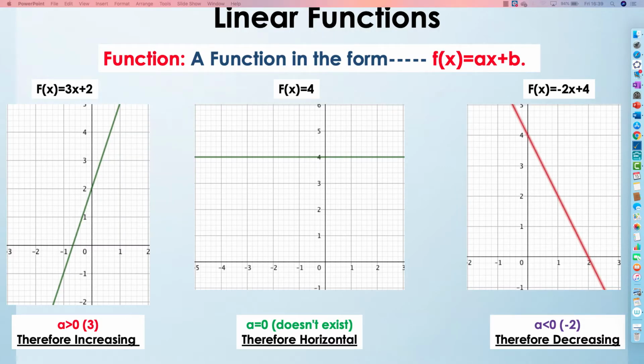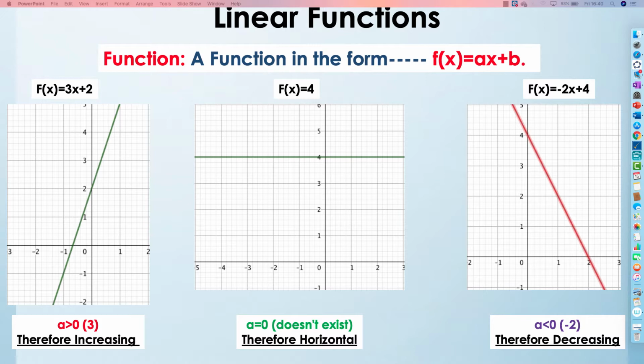Functions. Based on our function, they can be increasing, going across horizontal, or they can be decreasing. For example, if our function is 3x plus 2, the number in front of x will tell us whether it's increasing or decreasing. If it's a positive number, it's going to be increasing. There's our linear function over there. It's going to be increasing because the number in front of x is 3, and 3 is a positive number.